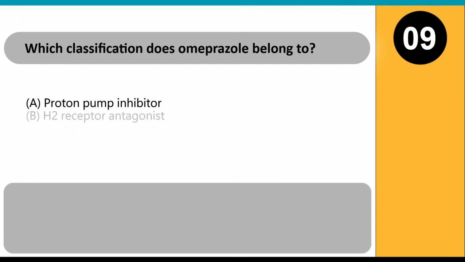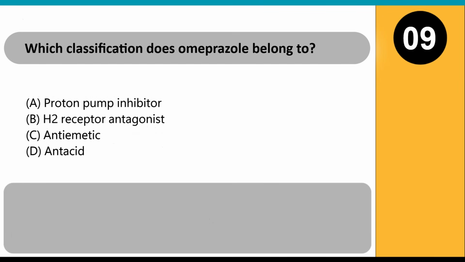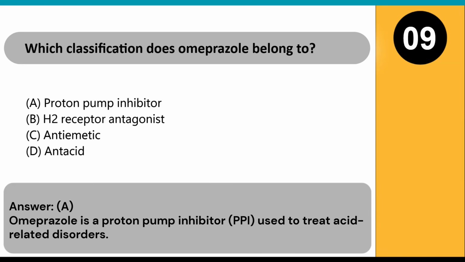Which classification does omeprazole belong to? A. Proton pump inhibitor. B. H2 receptor antagonist. C. Antiemetic. D. Antacid. Answer: A. Omeprazole is a proton pump inhibitor, PPI, used to treat acid-related disorders.